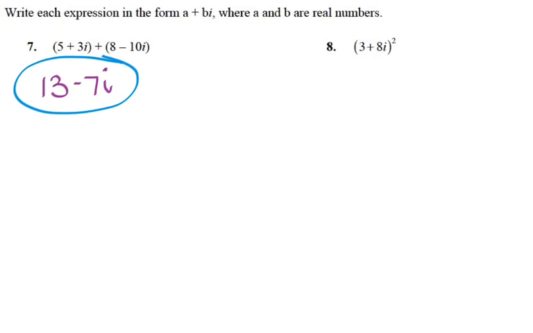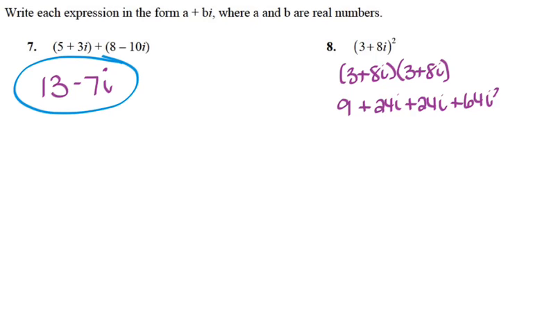Be careful with number 8. Make sure you rewrite it. So that's 3 plus 8i and 3 plus another 8i since it's being squared. And then you just have to run through the multiplication. So 3 times 3 is 9 plus 24i plus another 24i plus 64i squared. Don't forget that i squared is equal to -1, so that leaves me with 9 plus 48i minus 64, since i squared is -1. And then combine your like terms. So you get negative 55 plus 48i.